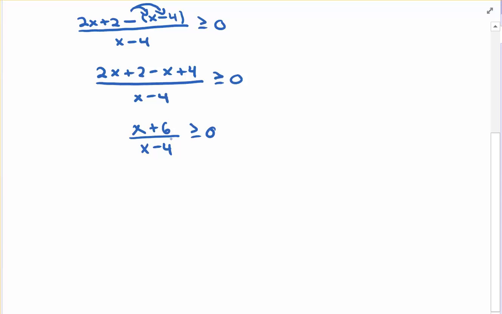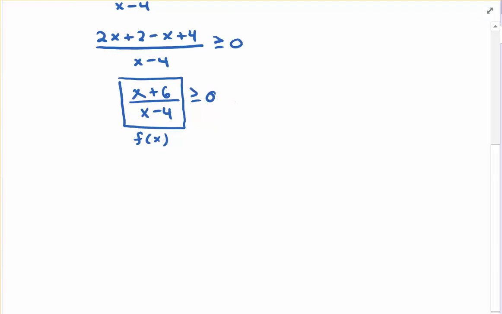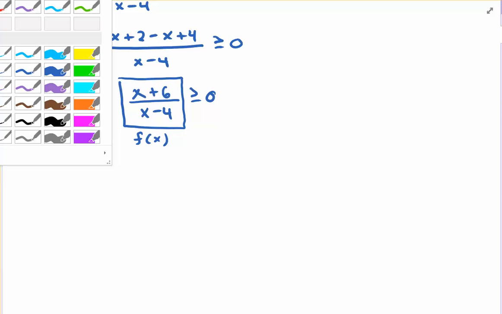And if possible, you want your numerator to be fully factored and your denominator to be fully factored. And we're kind of in a fortunate situation here where there's no factoring that's going to happen with x + 6, nor is there going to be any factoring with x - 4. So once you have a single solid fraction and both numerator and denominator are factored, go ahead and box this. And that rational expression right there is going to serve as our f(x). So then what we do is move on to find the zeros of this rational function.